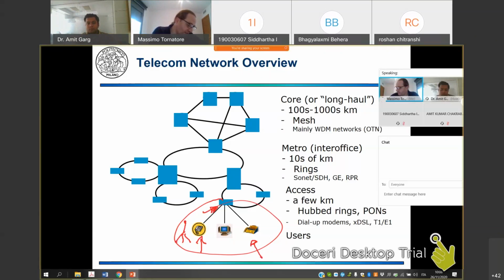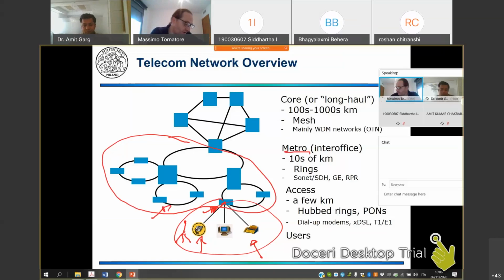Then the information that is collected from the users by the network operator is typically further aggregated in another segment, which is called metro, which spans a few tens of kilometers, and it is typically ring-based or interconnected ring-based. And then the information goes to the national or even continental network that we used to call core or long-haul networks, that can span hundreds, if not thousands of kilometers, and is typically mesh-based, right? It's typically having a topology which is mesh-based.